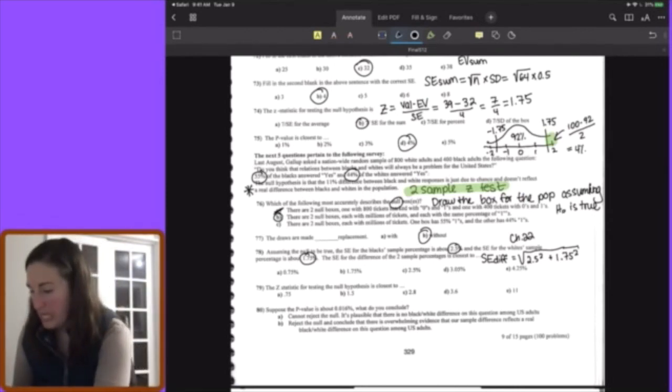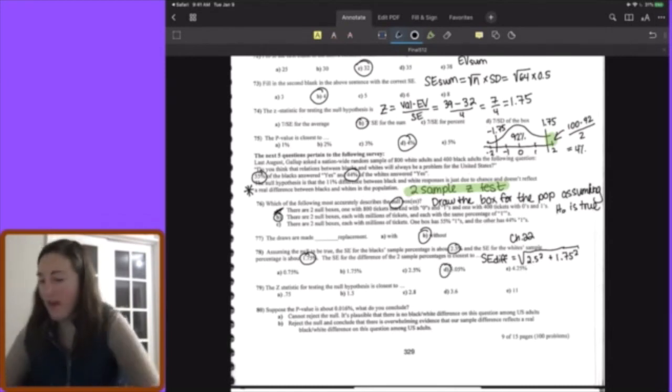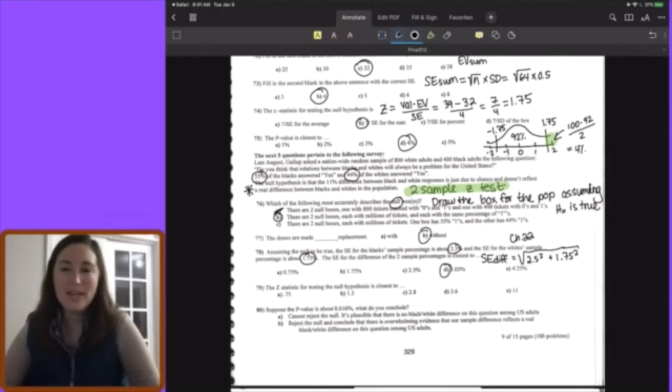And this should be 3.05. So with this one, you want to make sure you have your calculator to do these calculations. To find our test statistic Z, now that I've done all that, I want to figure out how big of a difference this is.